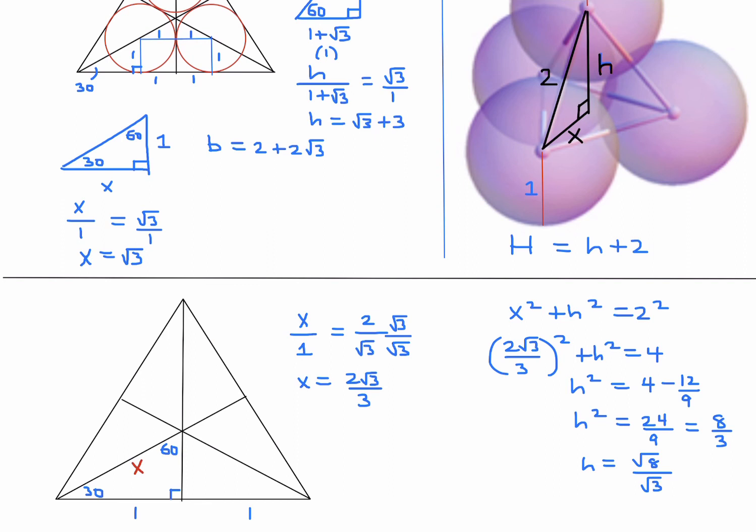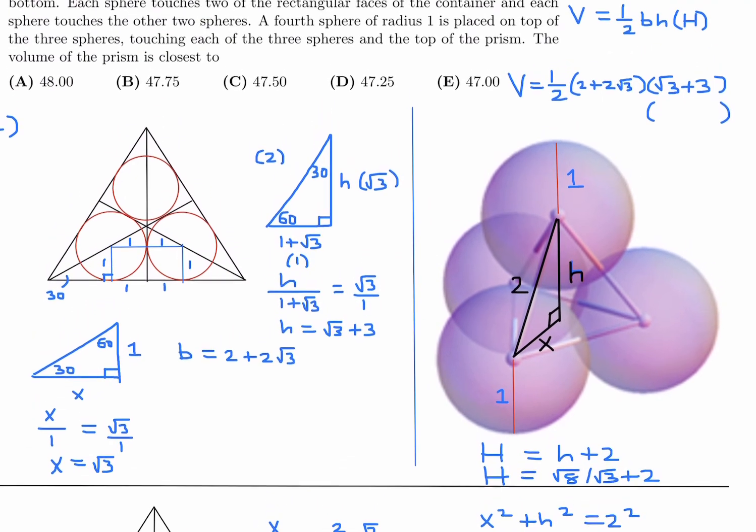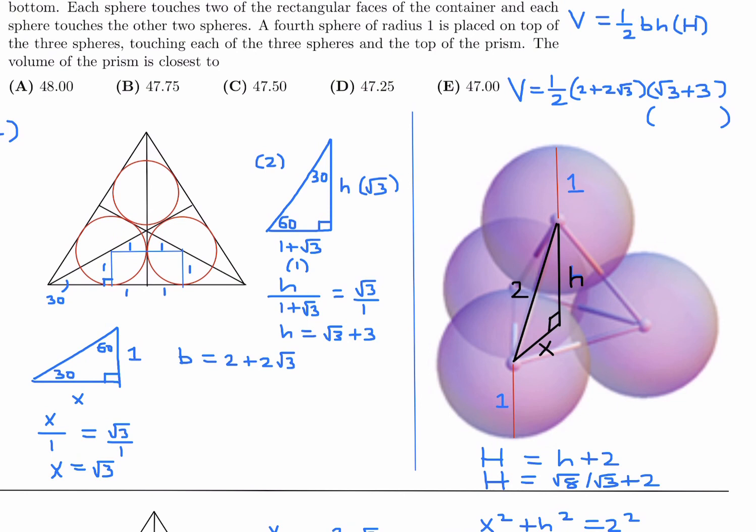Okay. Now remember, big H is H plus 2. Don't forget that. So this is going to be root 8 over root 3 plus 2. All right, we're done. Well, almost. So remember this formula. All I had to do was figure out H, or big H, and I just did. It's root 8 over root 3 plus 2. Okay, now all I have to do is crunch out those numbers. So get out your calculator and see what you get for these numbers.